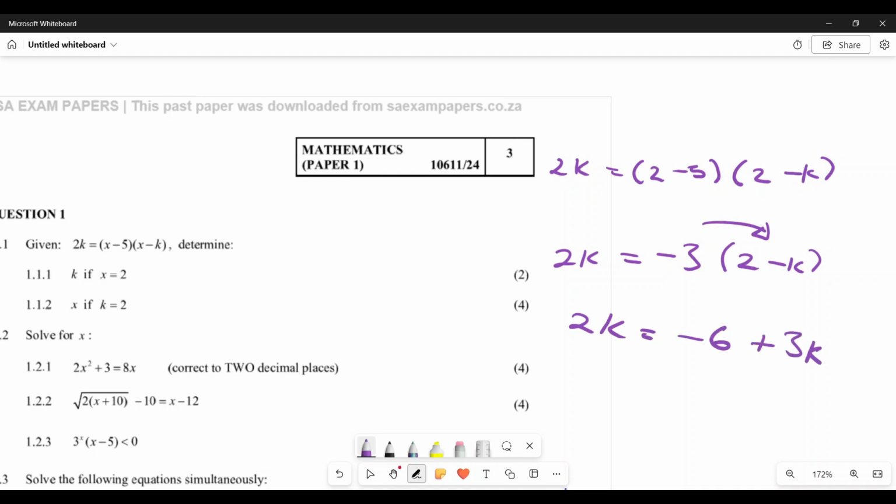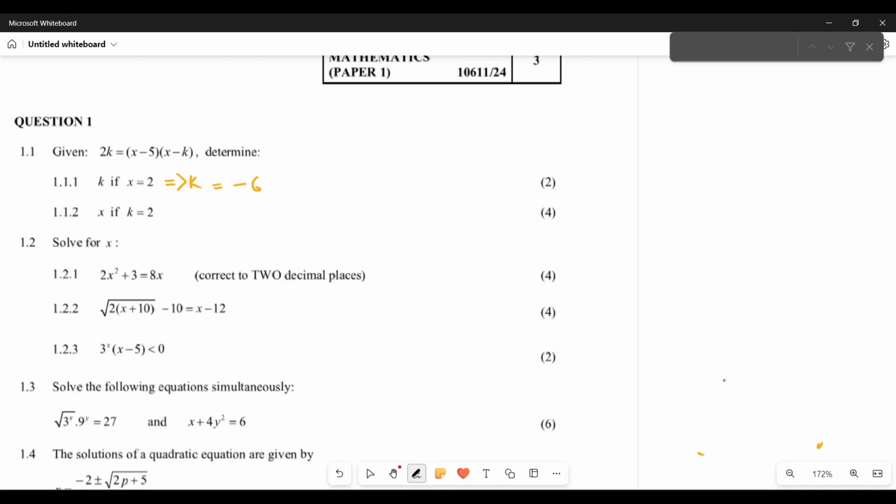Right. Now from here, I'm going to take this 6 to the other side. I'm going to take this 2 to the other side. So as a result, 6 is equals to 3k minus 2k. Now, hence our value of k would be equals to positive 6. Now, where I see my value of k, I'm going to substitute 2.